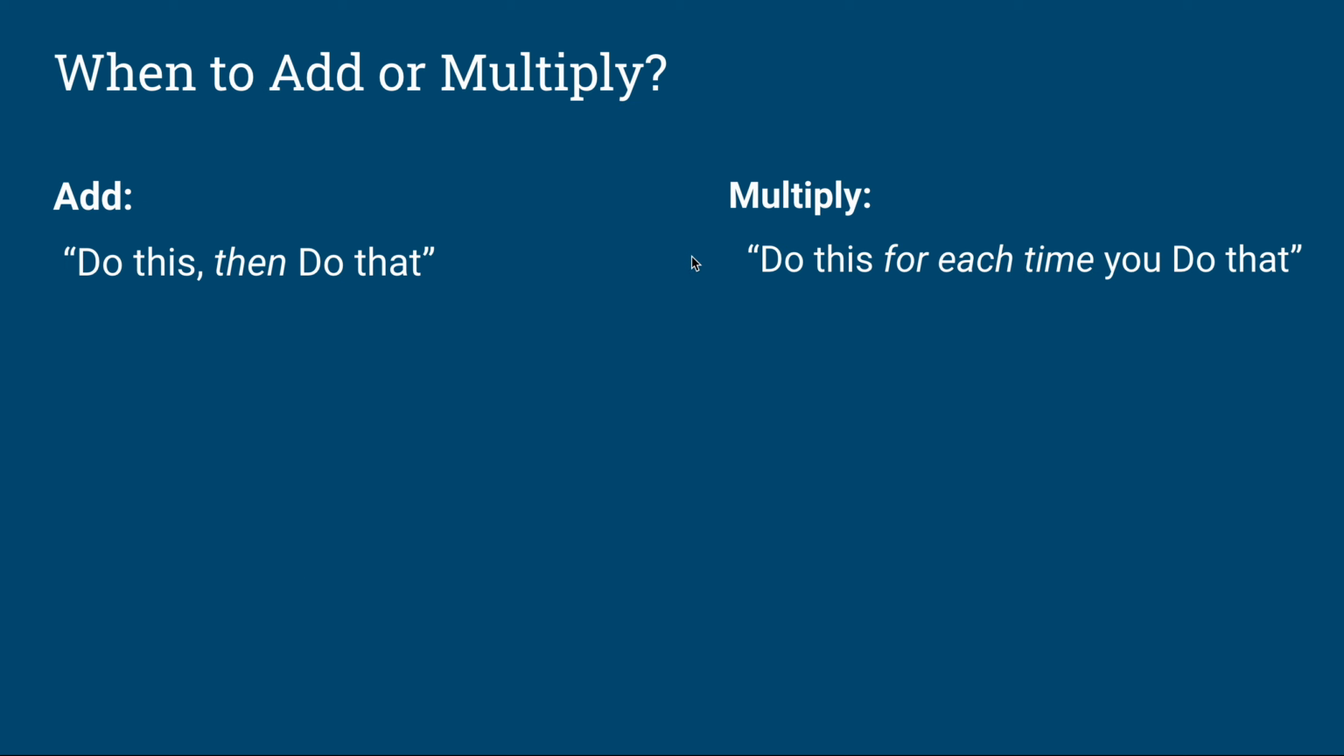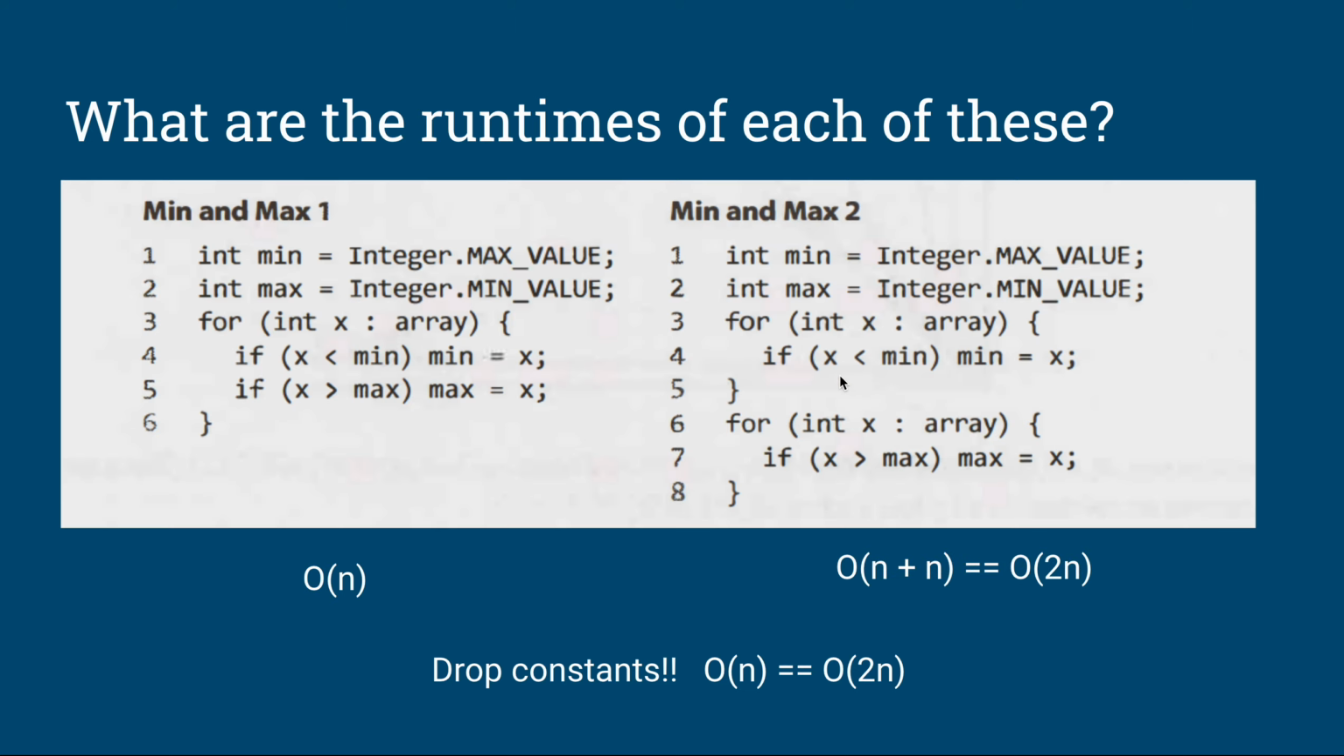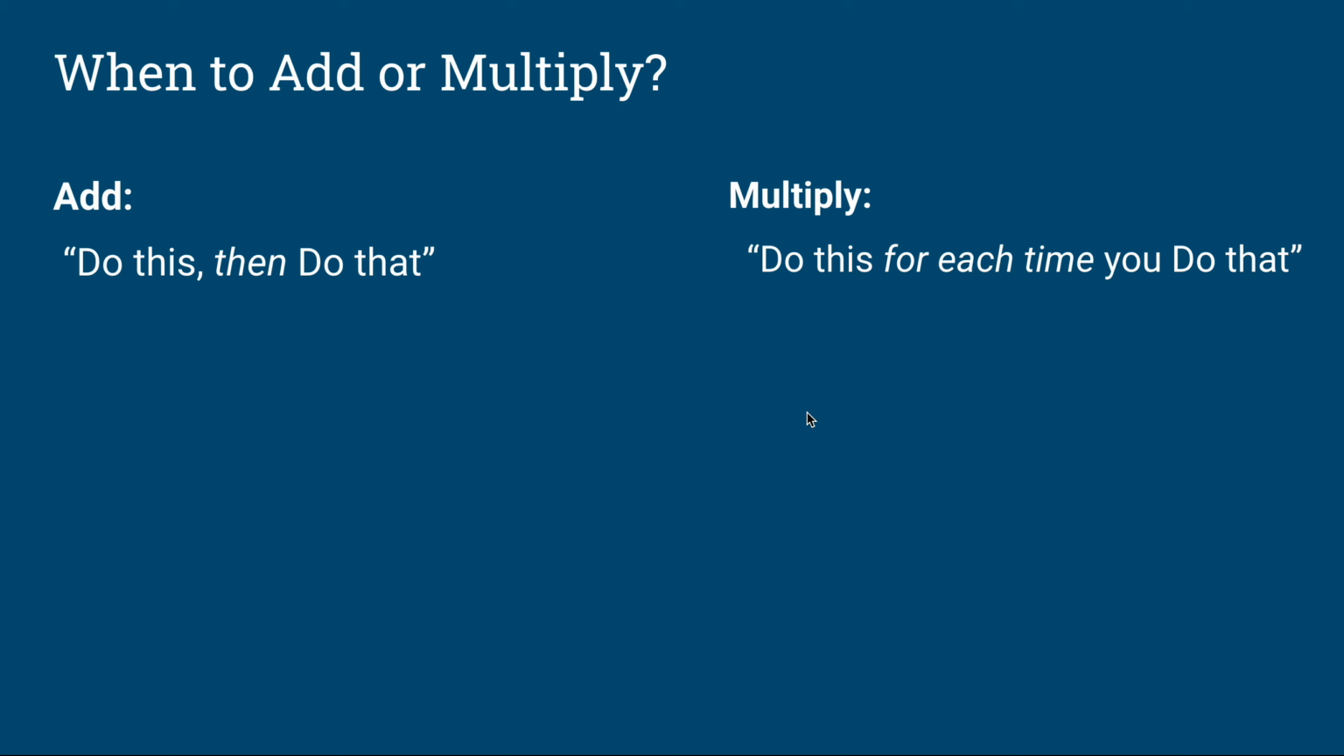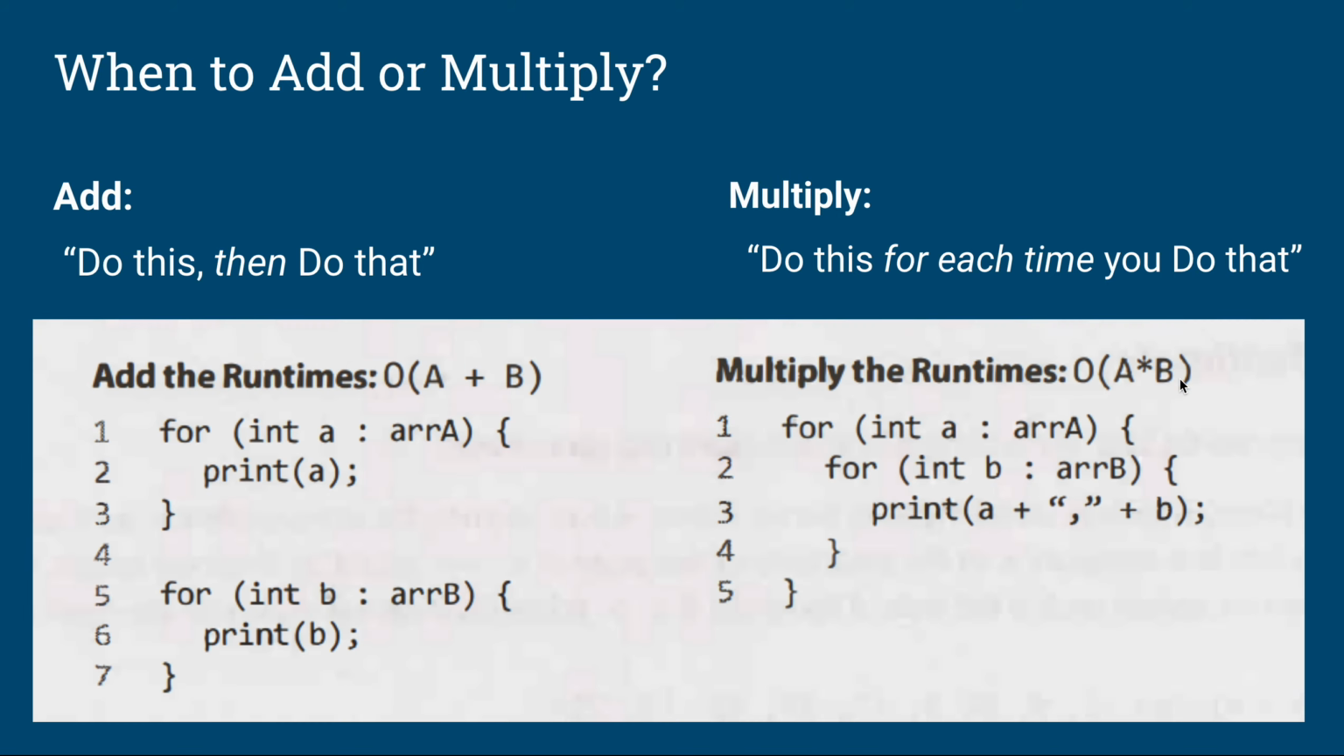So we add the big O's in a function. We add them when it says do this, then do that, right? So here we did do this for loop, then do this for loop. You multiply when you say do this for each time you do that. So let's see what that means.